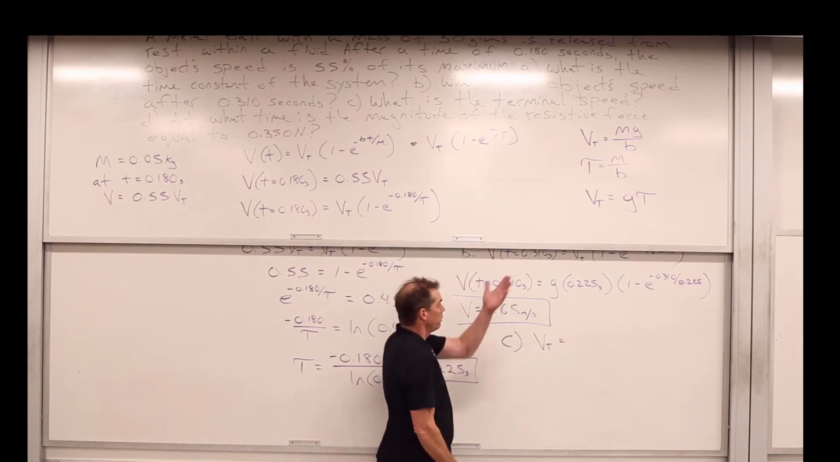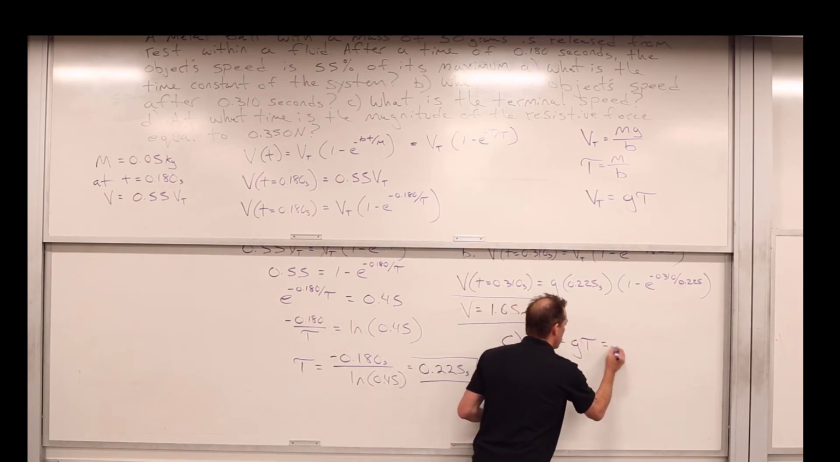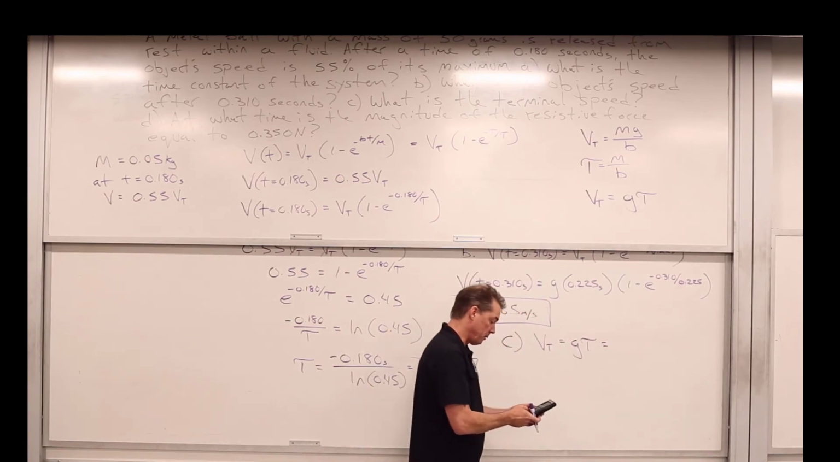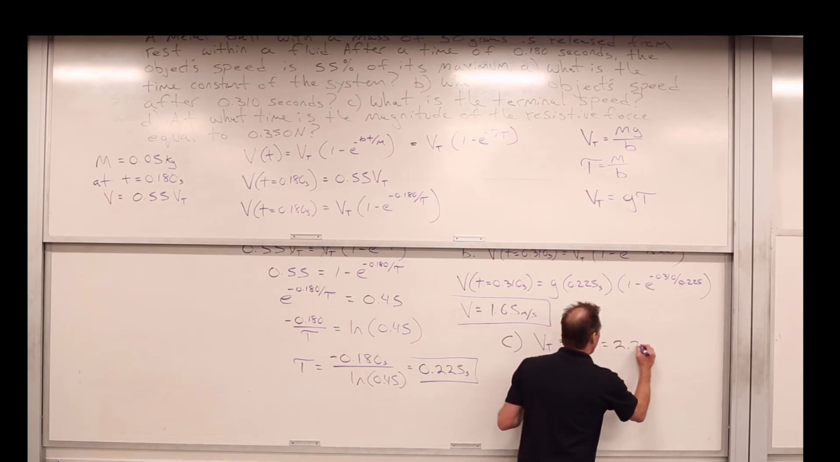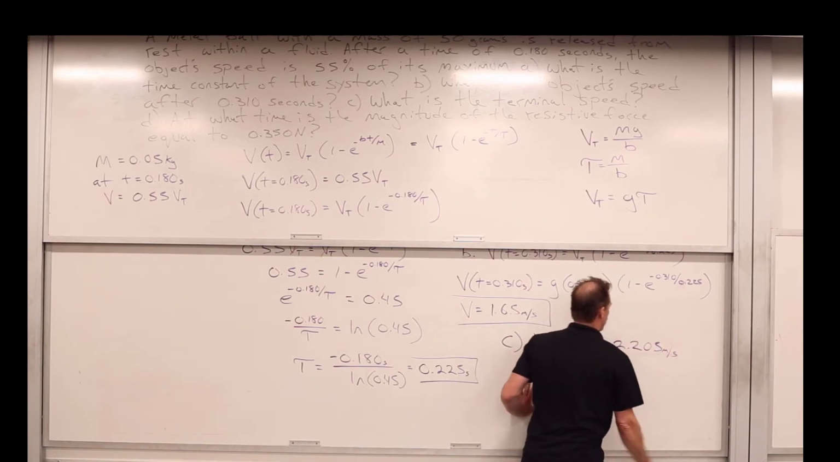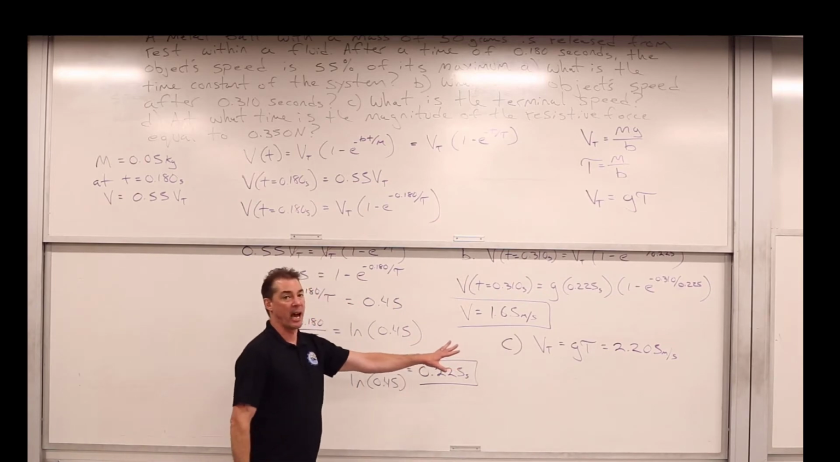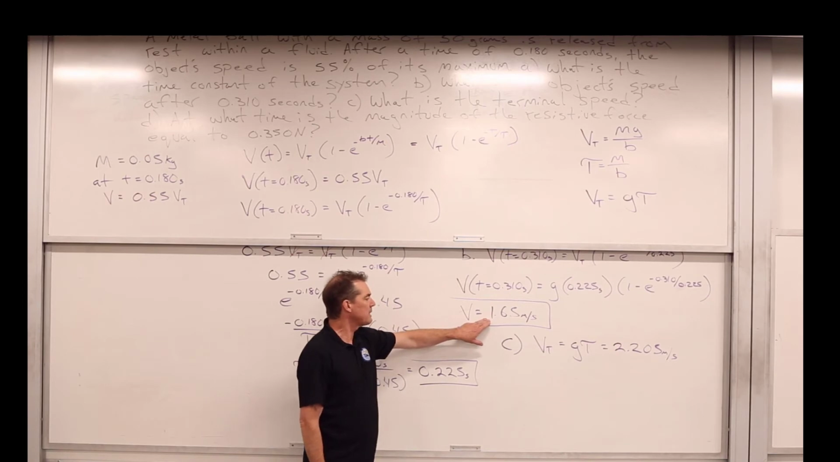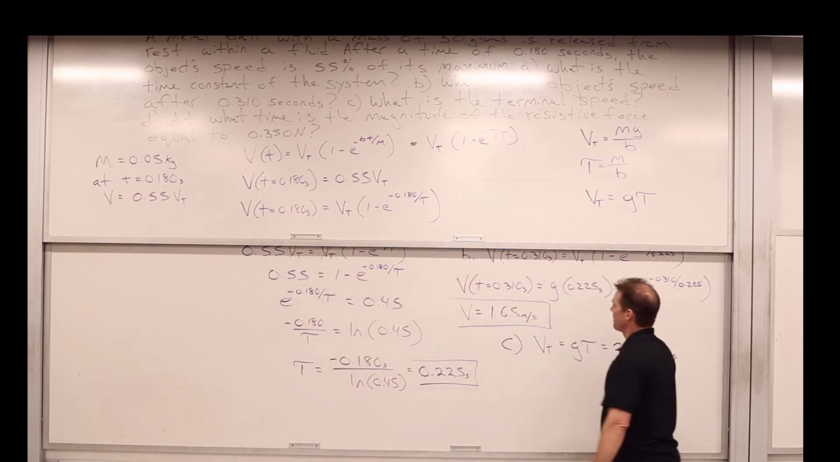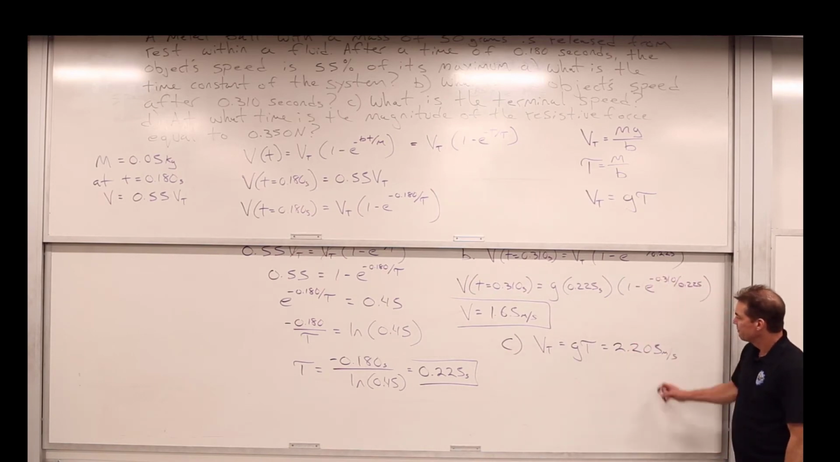See, we want to know that V sub t is what? Well, it's equal to g times tau, which we've already done. 8 times 0.225 gives us 2.205 meters per second. So there's the maximum speed of this object. After 0.31 seconds, we're going 1.65 meters per second. How much is that? It's not quite this, right? We still need another 0.6 meters per second to get up to this.